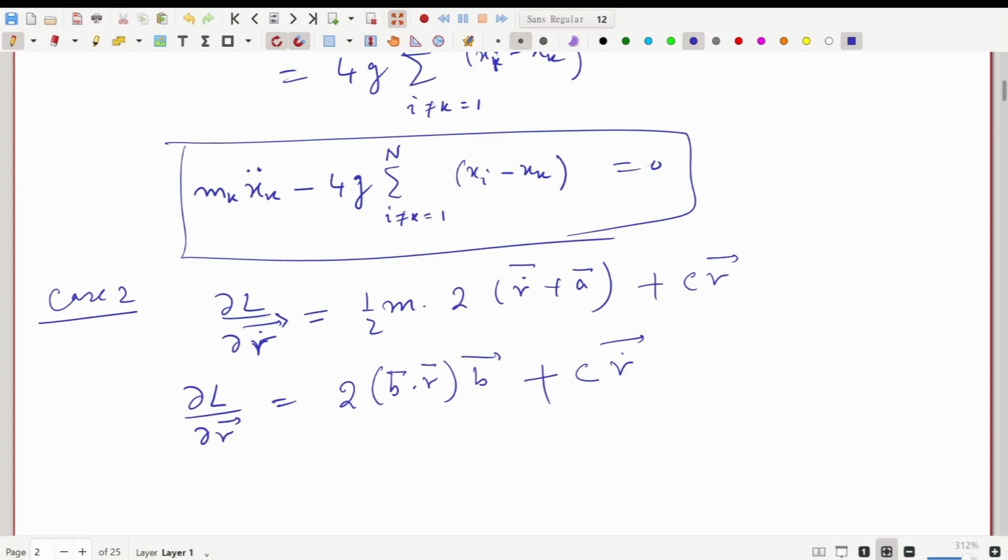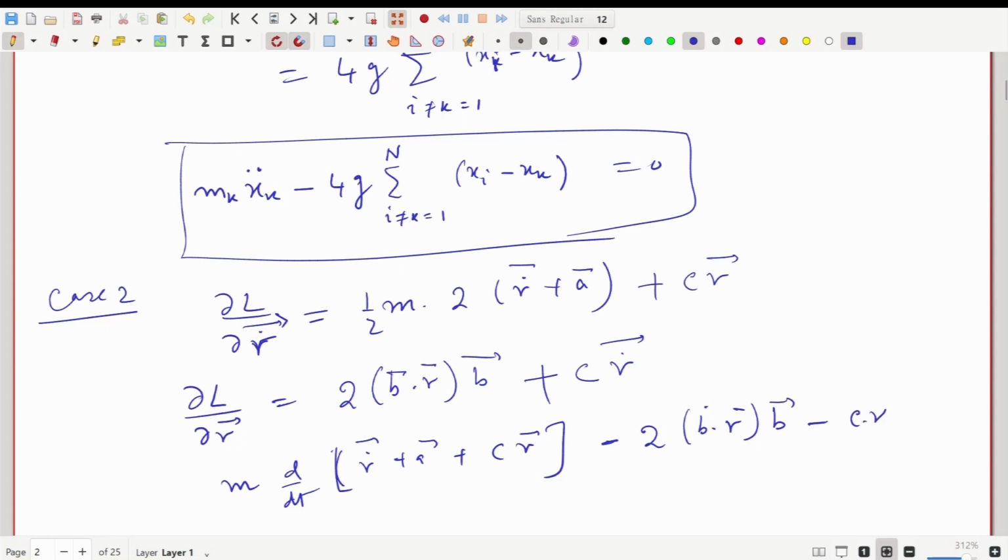So the equation of motion will be m d/dt of (r dot vector plus a vector) plus c r vector, minus 2 (b dot r) times b vector, minus c dot r vector.